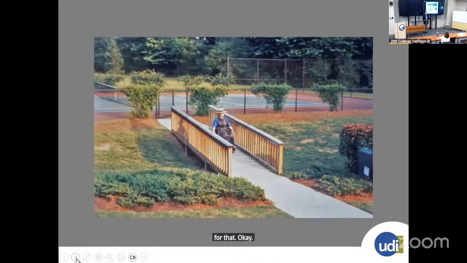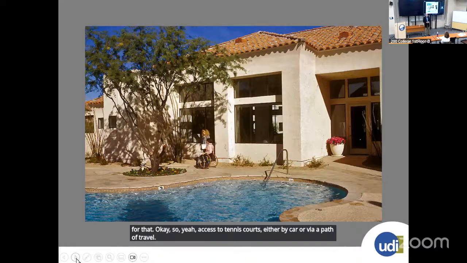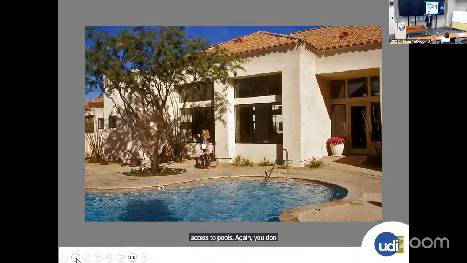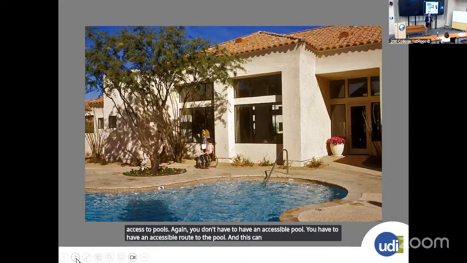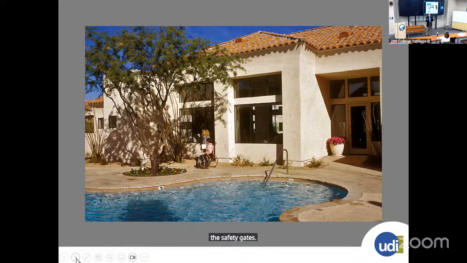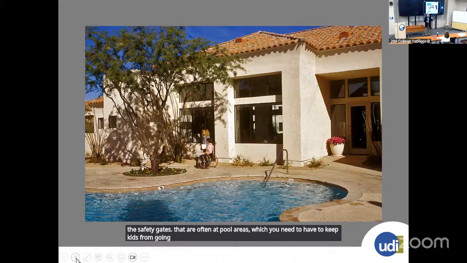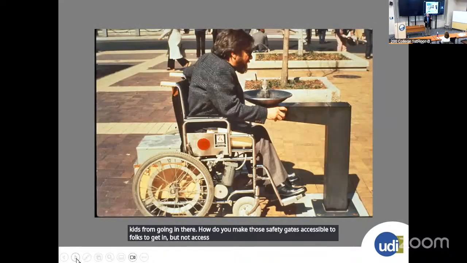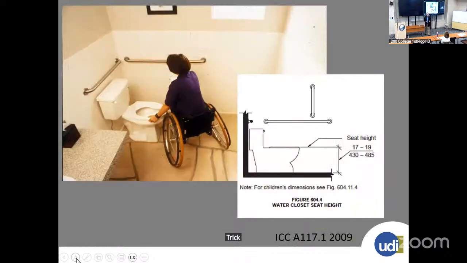Okay, so yeah, access to tennis courts, either by car or via a path of travel. Access to pools, again, you don't have to have an accessible pool, you have to have an accessible route to the pool. And this can get tricky when you think about the safety gates that are often at pool areas, which you need to have to keep kids from going in there. How do you make those safety gates accessible to folks to get in, but not accessible to kids? Tricky thing. Water fountains, of course.